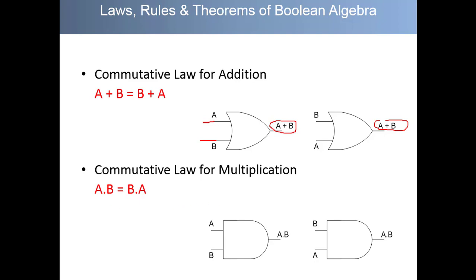The commutative law of multiplication says that the AND operation between a and b is equal to the AND operation between b and a. So if we have an AND gate with two inputs a and b, and we swap the inputs, a becomes b and b becomes a. In both cases the result would be unchanged.